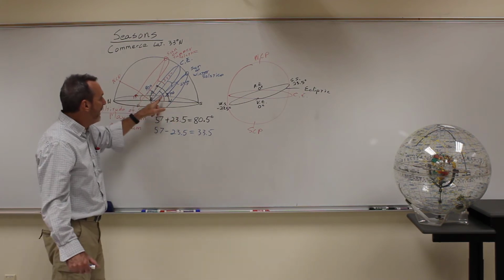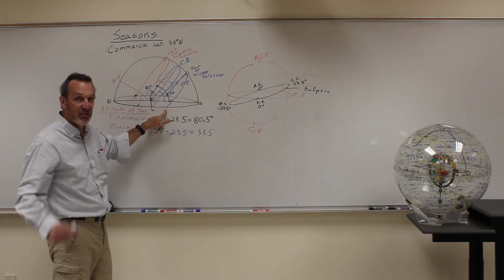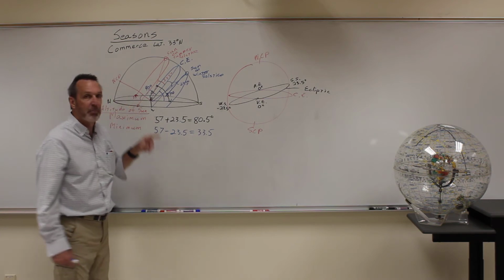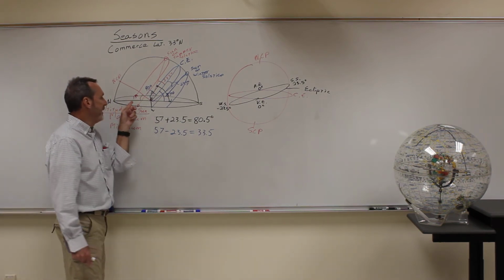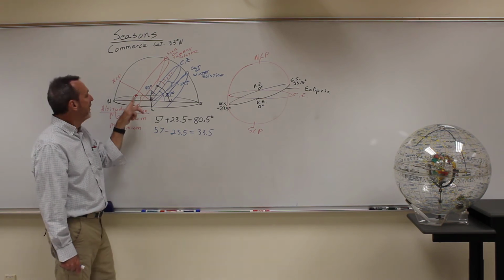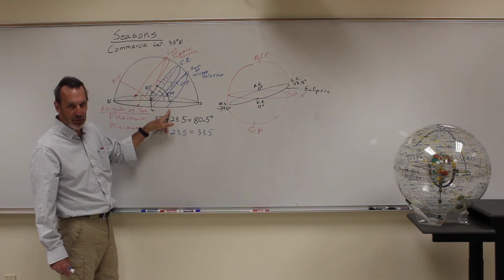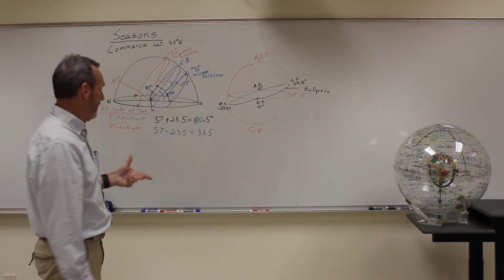So that's why in the winter we have the shortest days, because the path of the sun is the shortest in our sky. And in the summer, the path of the sun is the biggest in our sky, so it's up for the longest amount of time. We have about 14 hours of daylight in the summer, 12 hours on the equinox, and about 10 hours in the winter. The further north you go, the more extreme that becomes.